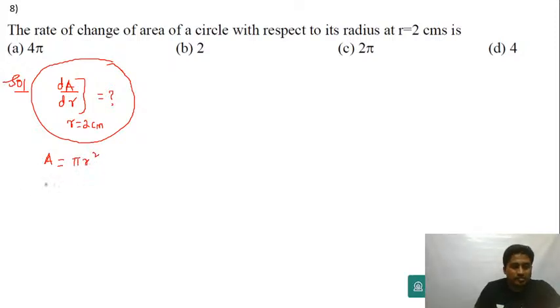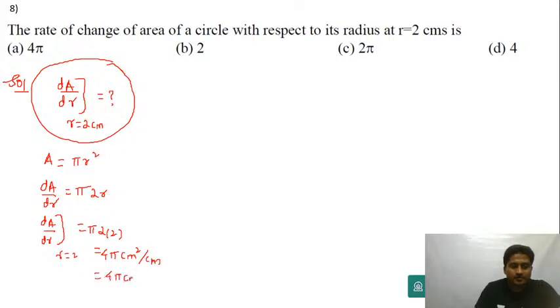Now if I differentiate, dA by dr, pi is a constant, differentiation of r square is 2r. Now dA by dr when radius is equal to 2 becomes pi into 2 into 2, so that's equal to 4 pi. Area is centimeter square, and radius is centimeter, so I get 4 pi centimeter. Answer is option A.